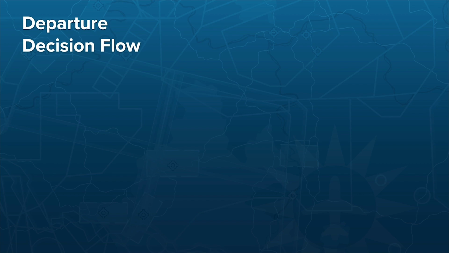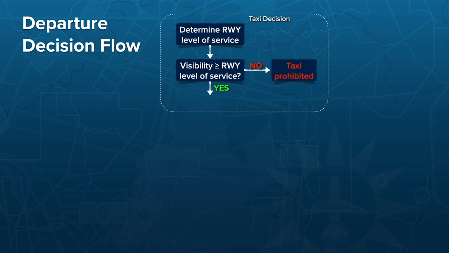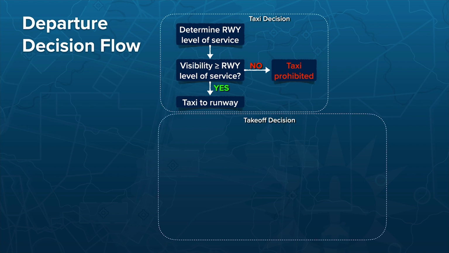All right, so here's an example of a departure decision flow that you could use departing from an uncontrolled airport. So first of all, you're going to determine the runway level of service, just like we just did. And then visibility. So you're going to ask, is the visibility greater than or equal to the runway level of service? If no, of course, taxi is prohibited. If yes, go ahead and taxi to the runway.